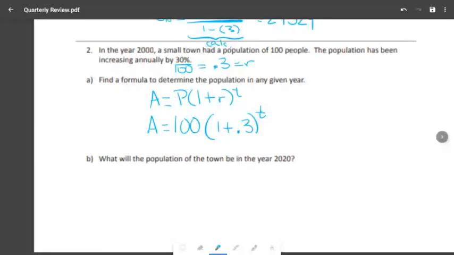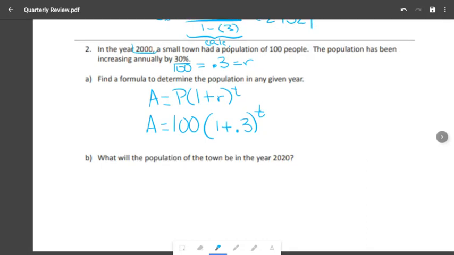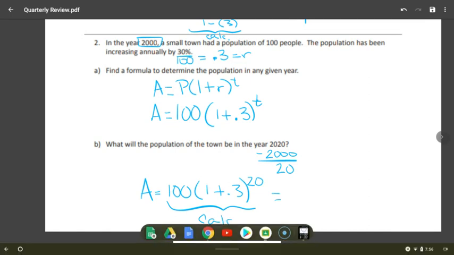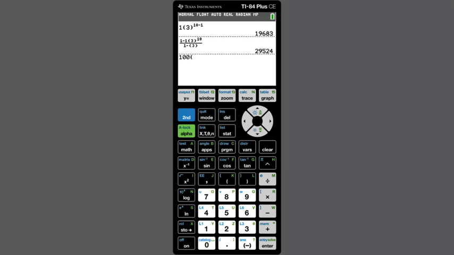Part B, what will the population of the town be in the year 2020? If we take a look, this was starting in the year 2000. So we are going to subtract the 2000. That is your T, so T is 20. And then we're going to take that and plug it straight into our calculator. So we have 100 times 1 plus 0.3 to the 20th power.